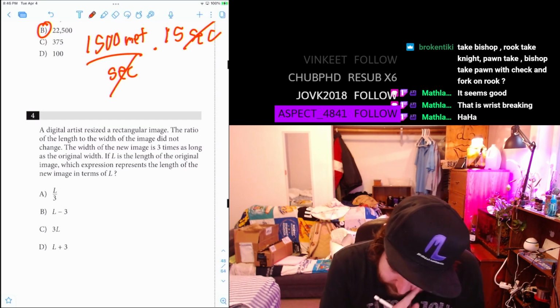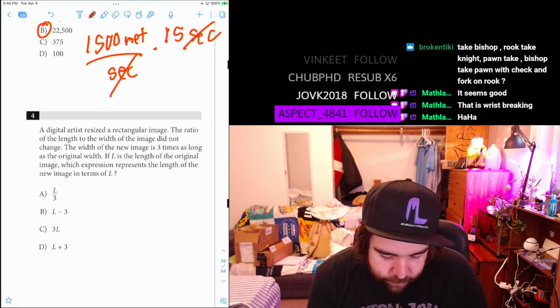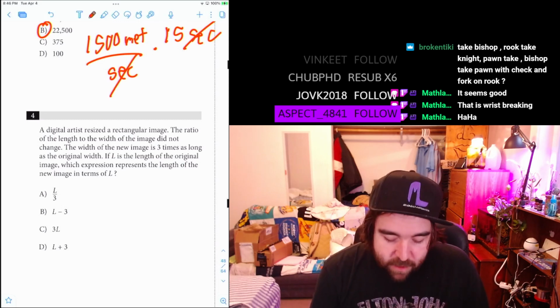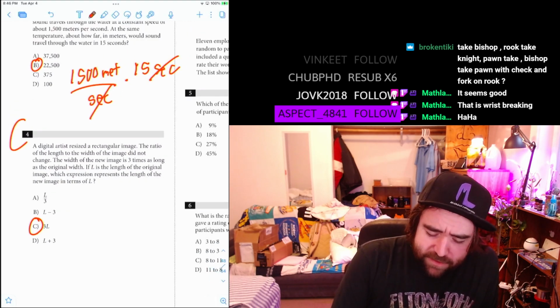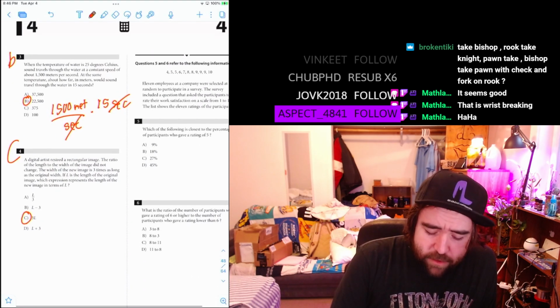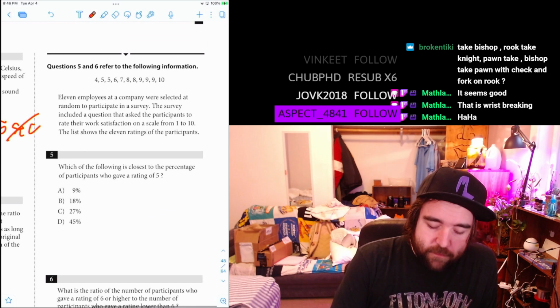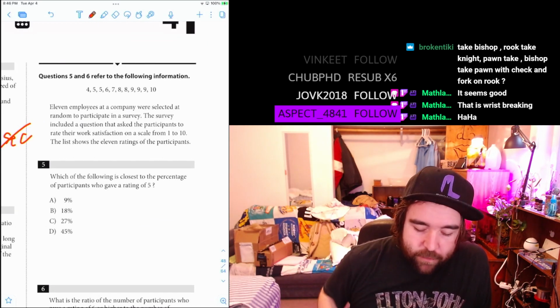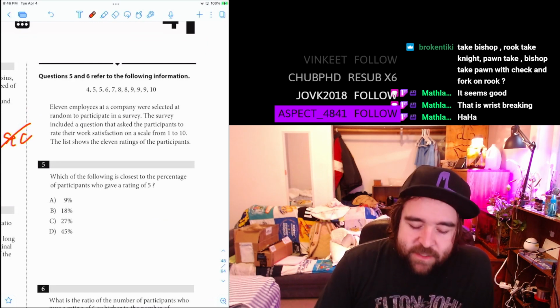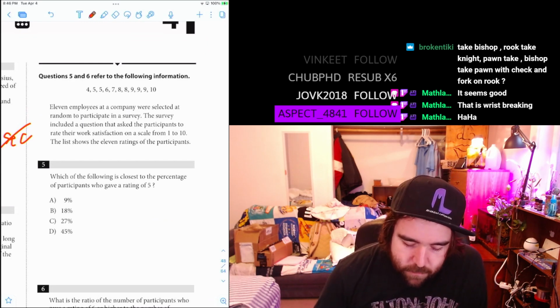Wait, the width of the new image is 3 times the width of the original image. Oh yeah, L is the length of the original image. It's just 3 times as long. Don't think too hard about that. They multiplied the width by 3, so they multiplied the length by 3. They're not adding, because that's not proportional in terms of a ratio. If you multiply by the same thing, they stay in the same ratio.